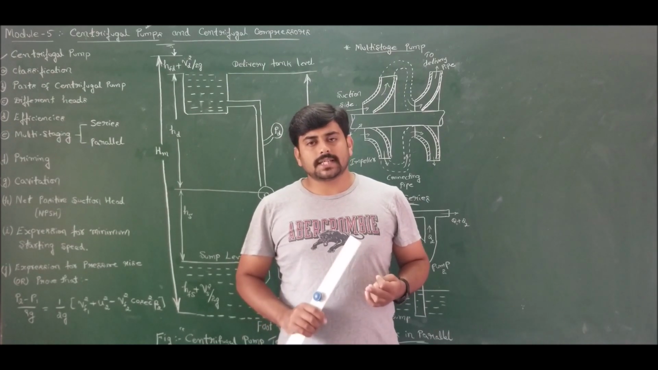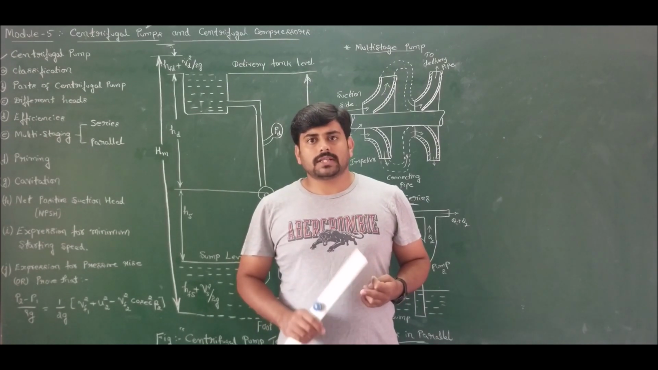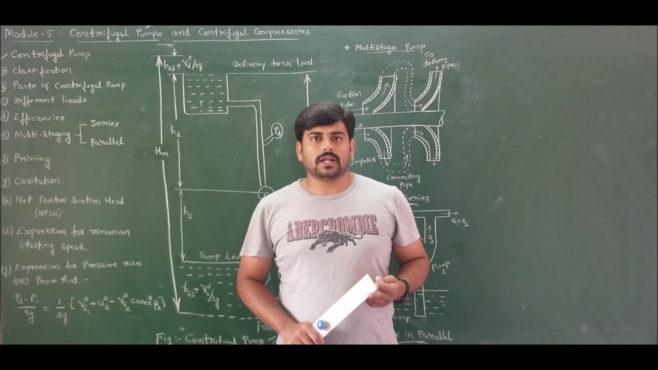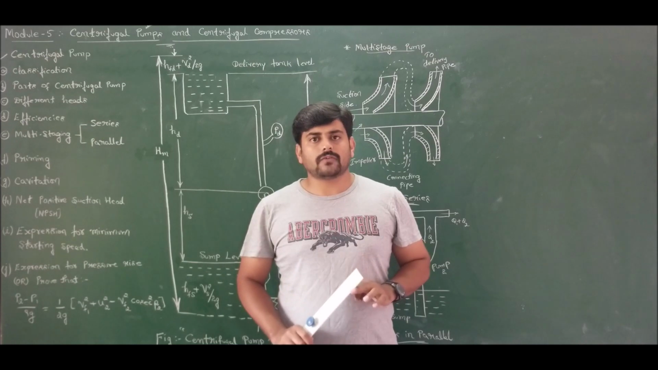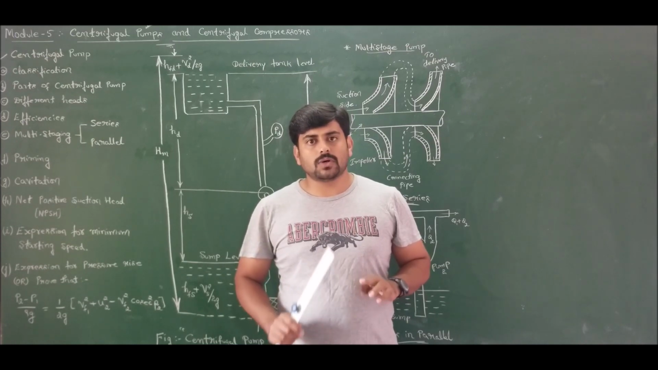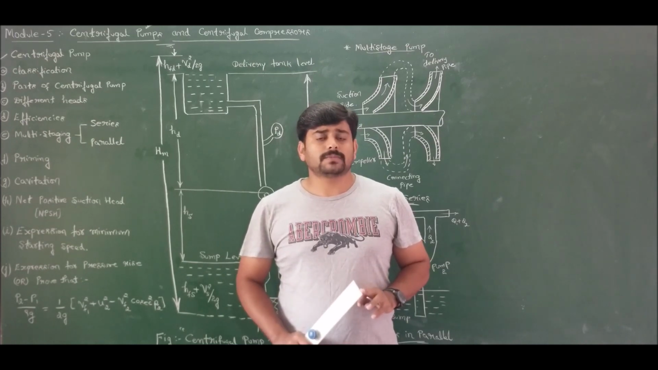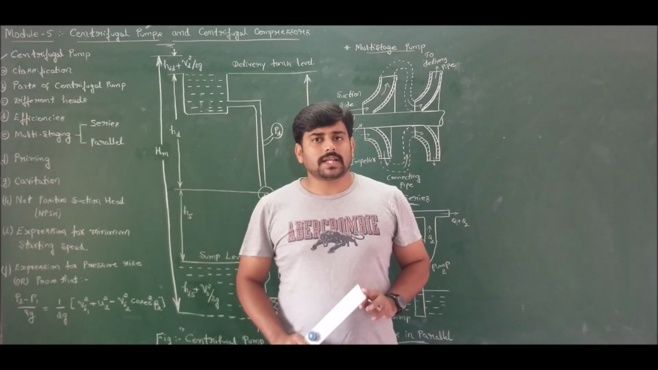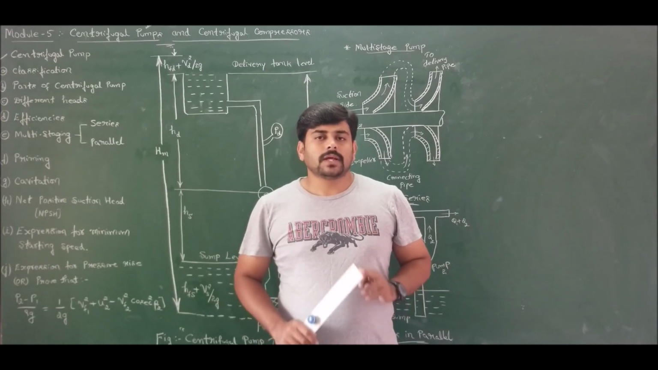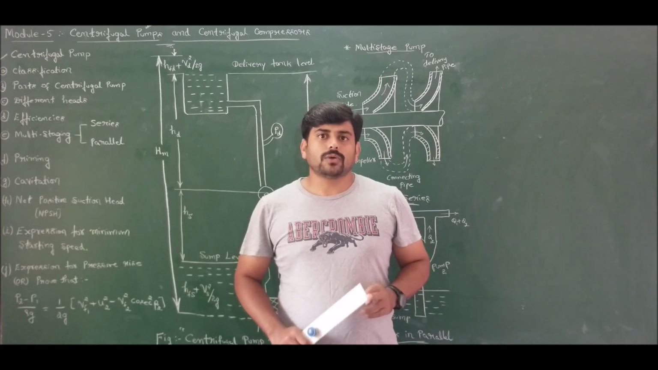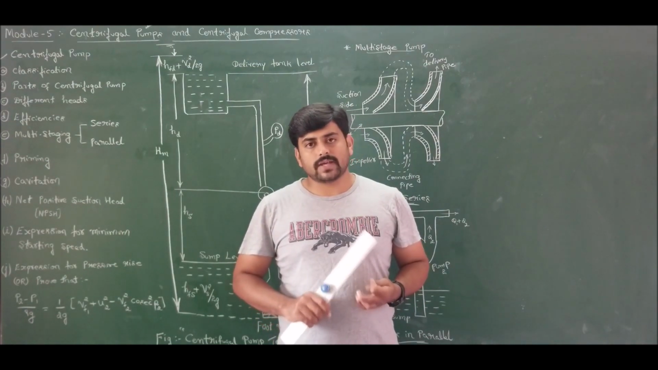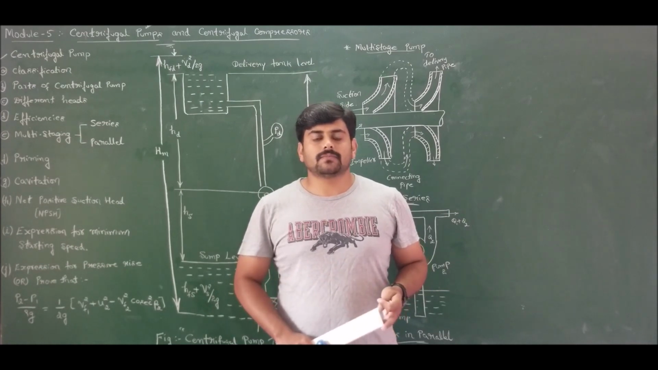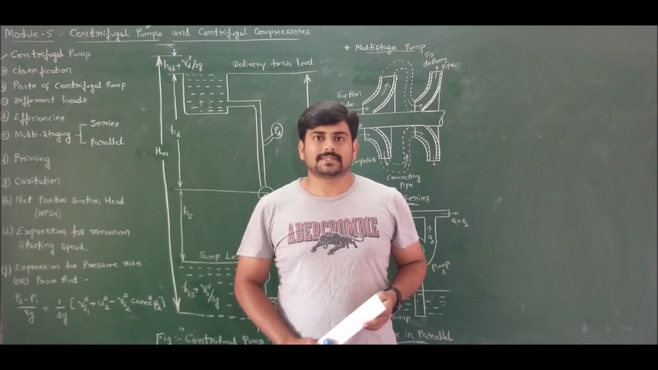When water enters radially, the entry velocity of water, that is V1, will be equal to Vf1. Hence, there is no whirl velocity at the inlet. That is, the tangential component of absolute velocity will be equal to 0 at inlet for centrifugal pumps. Hence, the inlet velocity triangle is a right angle triangle. This we already discussed in our module 2 when we conducted general analysis of turbo machines, where I explained the theoretical head capacity relationship for centrifugal pumps and compressors.